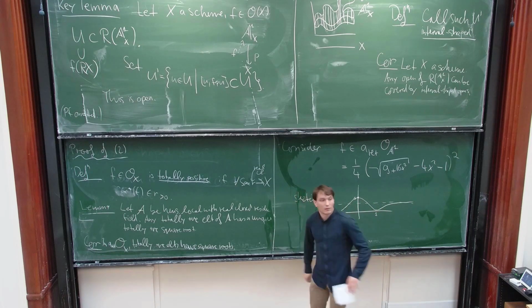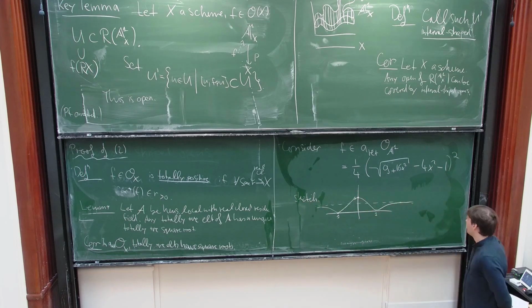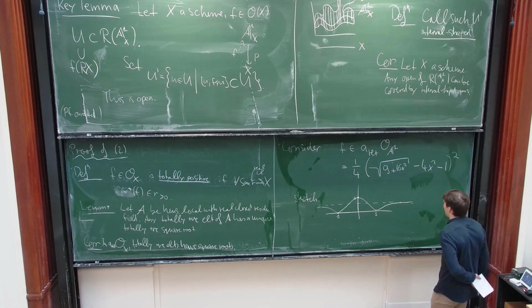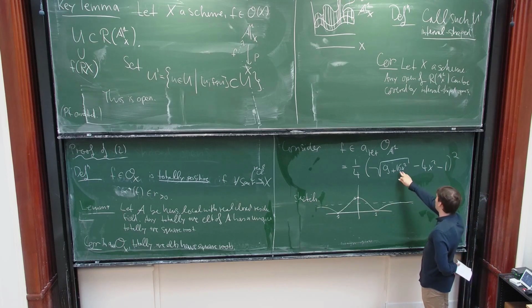I'm confused why you get a quarter at infinity. At infinity, well, maybe I did it wrong, but doesn't this turn into 4?